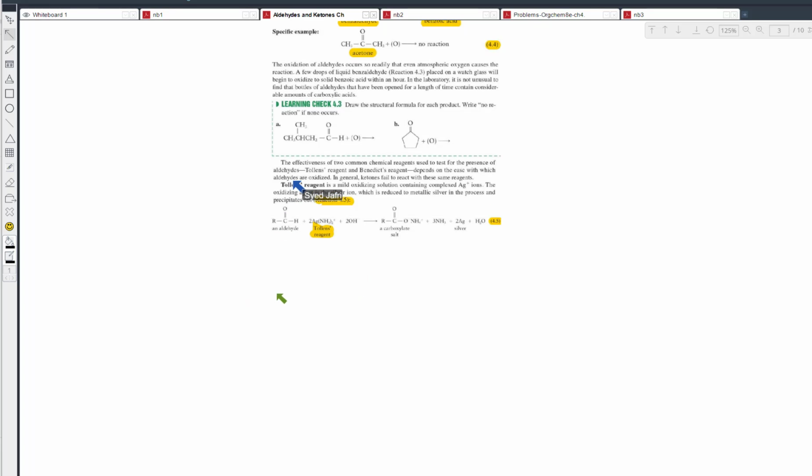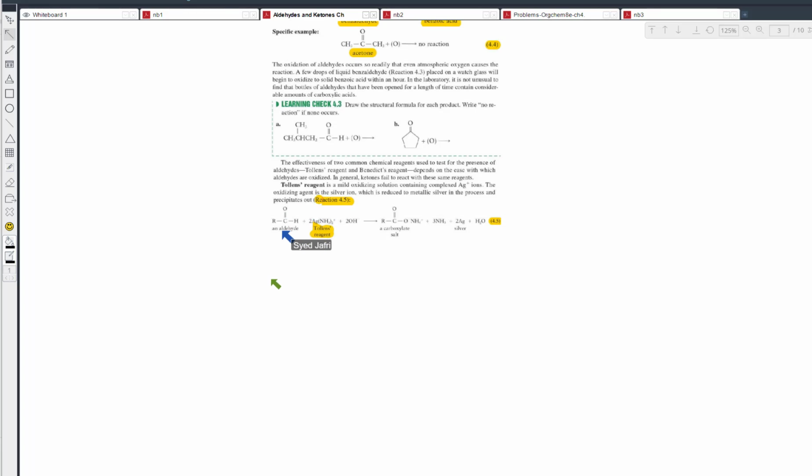Now look here, read this one. The effectiveness of two common chemical reagents used to test for the presence of aldehydes, Tollens reagent and Benedict's reagent, depends on the ease with which aldehydes are oxidized. In general, ketones fail to react with these same reagents. Tollens reagent is a mild oxidizing solution containing complex Ag plus ions. The oxidizing agent is the silver ion, which is reduced to metallic silver in the process and precipitates out.